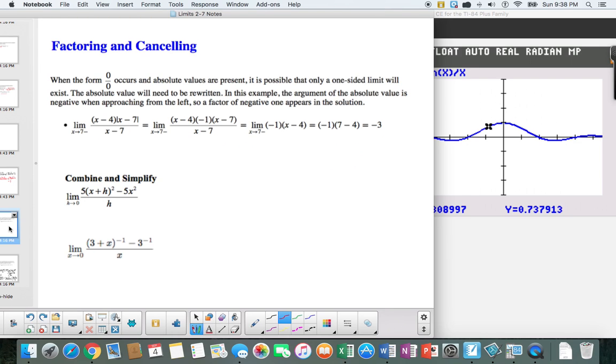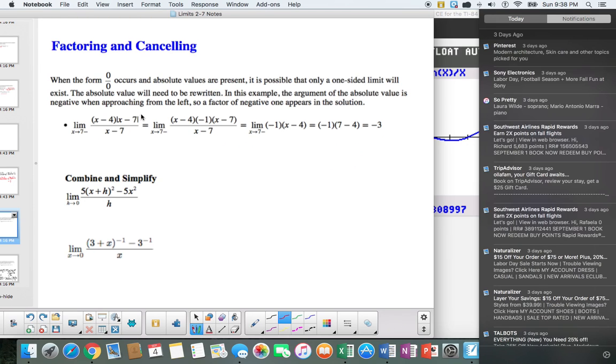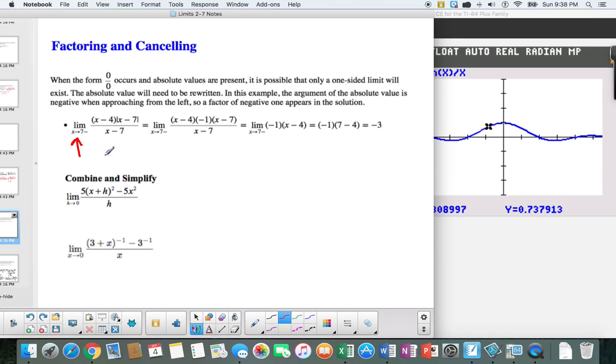Factoring and canceling. Be careful when you have an absolute value. With an absolute value, remember you have to guarantee that your outcome is positive. Since these values right here are smaller than 7, we know that in here we're going to have a negative expression. So multiply by a negative 1 to ensure that this outcome is going to be positive, which will allow us to now reduce, have an expression that has the same limit as the original, and substitute.